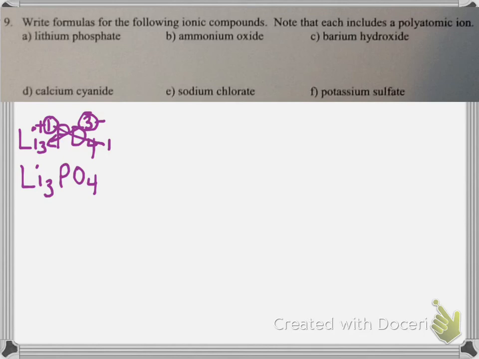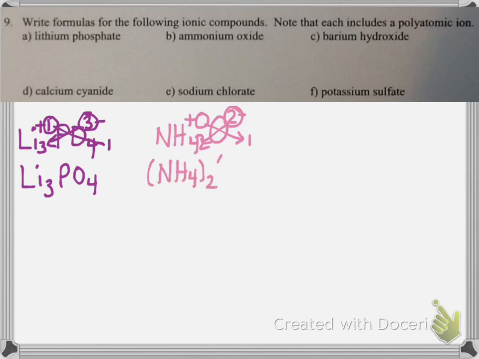Ammonium oxide. Ammonium is on our first page, that's NH4 with a +1 charge. Oxide is oxygen with a charge of -2 because it would rather gain 2 electrons than lose 6. I'm going to crisscross down. I'm going to need parentheses because I need 2 ammoniums. So I put ammonium in parentheses and then my 2 and O.